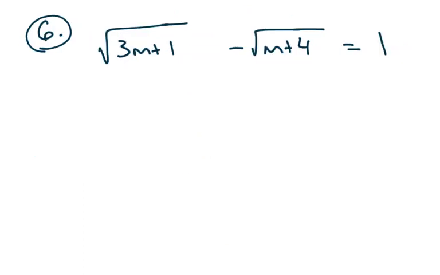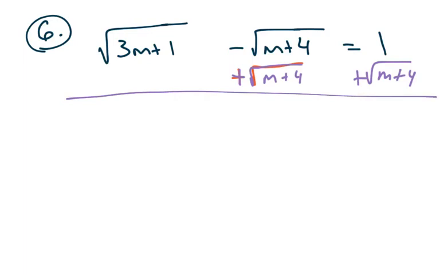Moving right along, we see here we have the square root of 3m plus 1 minus the square root of m plus 4 equals 1. So what you need to do is isolate one of your square roots. In this case, you know what, let me make them all purple. In this case, I'm going to isolate the square root of 3m plus 1. It doesn't matter which one you isolate. I'm choosing that to keep everything positive.